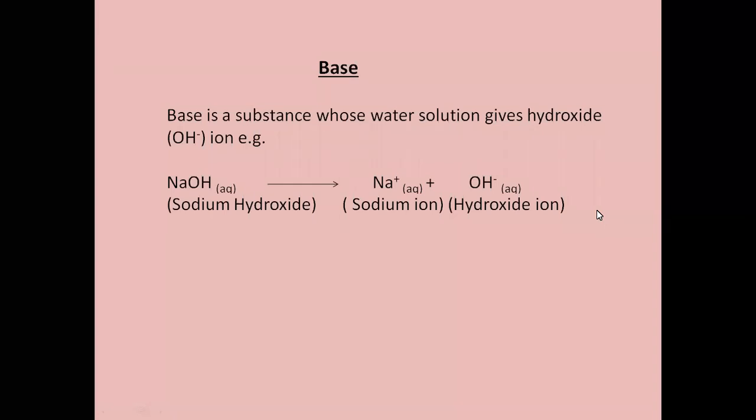Very good. So now let's read the definition once again. What are bases? A base is a substance whose water solution gives us hydroxide ion. Hydroxide means OH minus. And here I take the example of NaOH, which when dissolved in water gives me Na plus and OH minus. Very good.